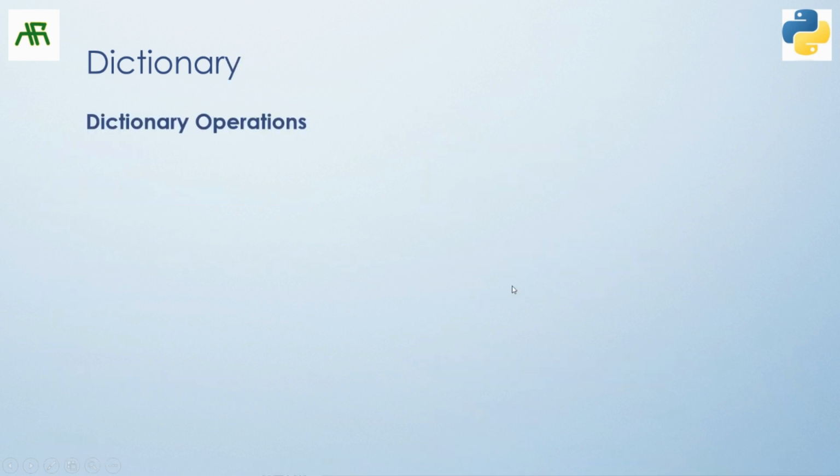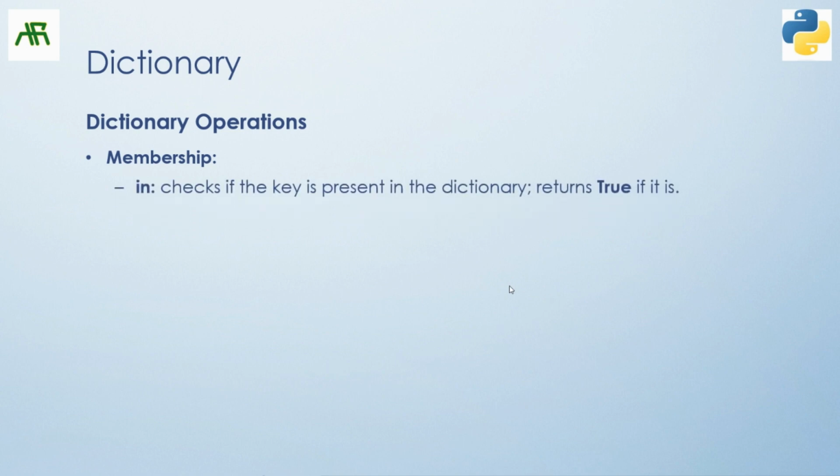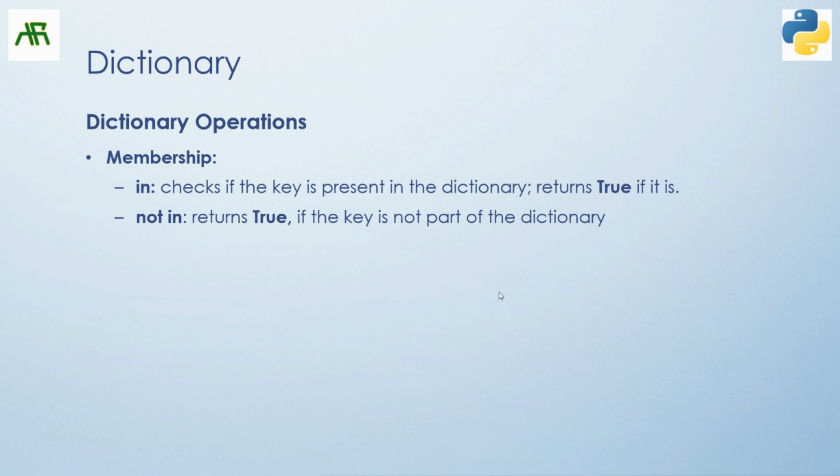We'll take a look at the dictionary operations now. Unlike a list or a tuple, a dictionary does not have all the operations. It has only the membership operations, in and not in. The operation is the same. If the key is present, in will return true. If the key is not present, in will return false. If the key is not part of the dictionary, not in will return true, else it will return false. Those are the only two possibilities as part of the membership operations.